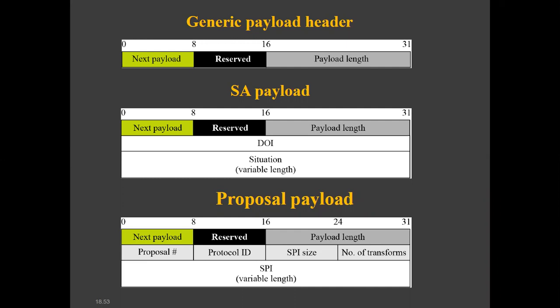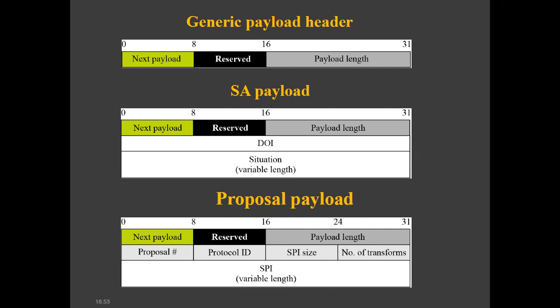Then the next one is the payload length. This is a 16-bit field which defines the length of the total payload, including the generic header, in terms of bytes. Then the next payload is the SA payload, the one which we have seen in the previous slide. SA is indicating starting of the negotiation. So this SA payload is used to negotiate the security parameters between the two communicating parties.